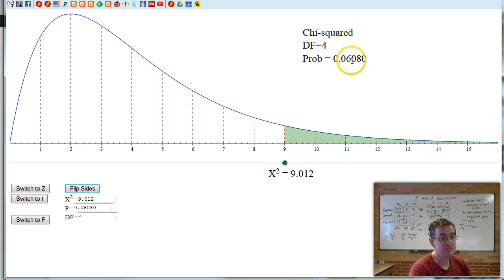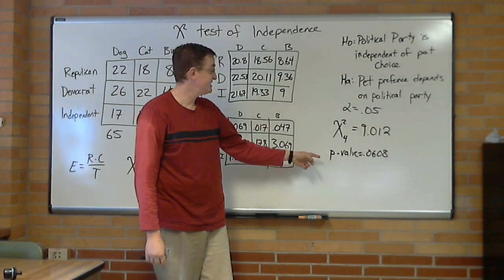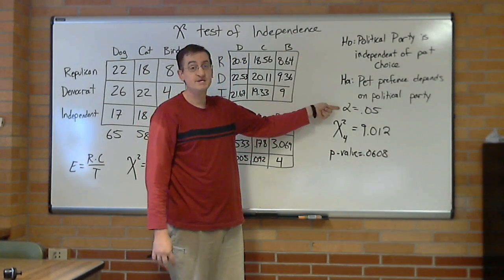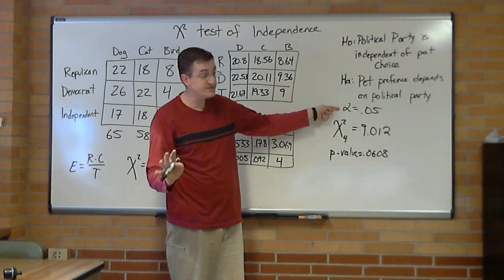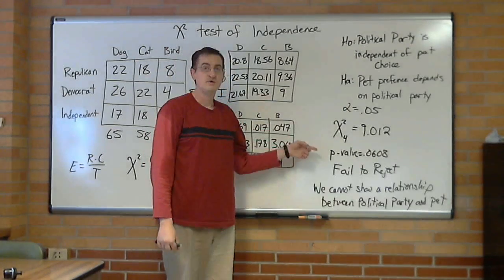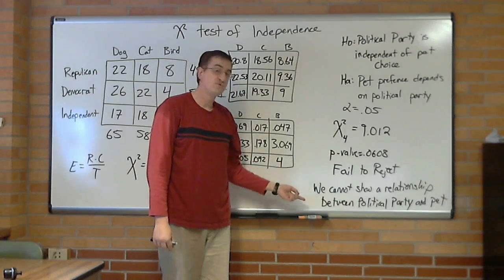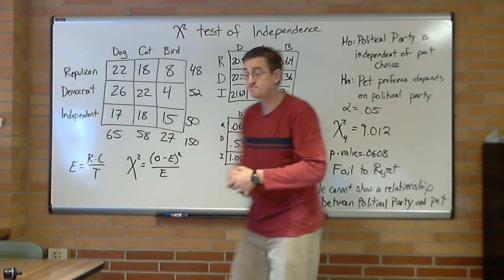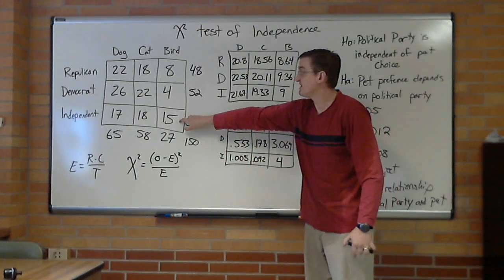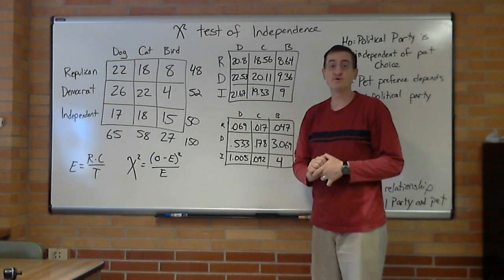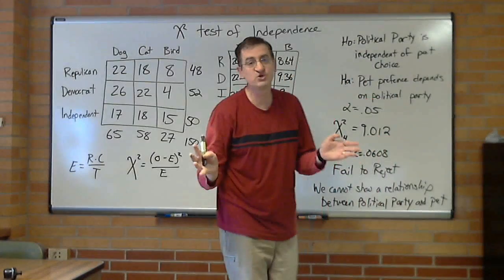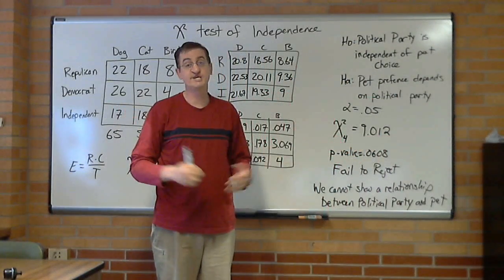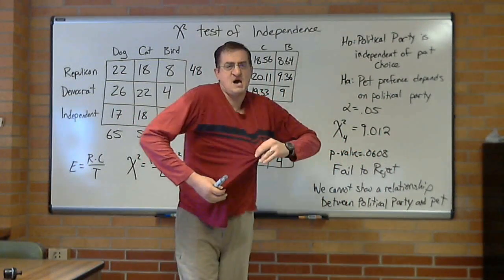So I get 0.0608. Which is bigger than our alpha. It's only barely bigger, but it is still bigger than alpha. And so we fail to reject the null, which means we cannot show a link between political party and pet, despite the fact that independents seem to have more birds and Democrats seem to avoid birds. It's not enough to say that it couldn't be just random luck or chance. Okay.